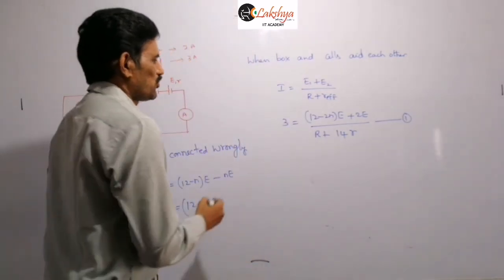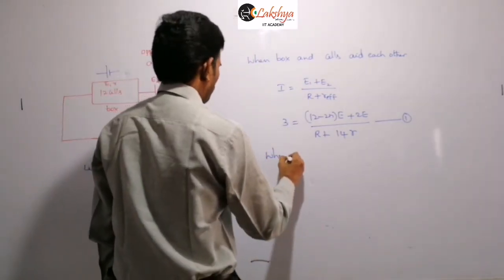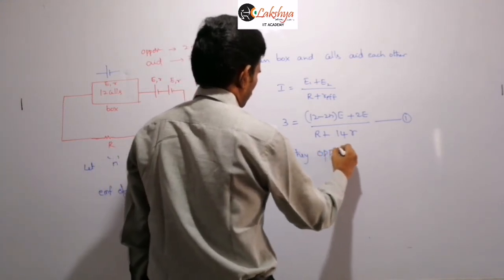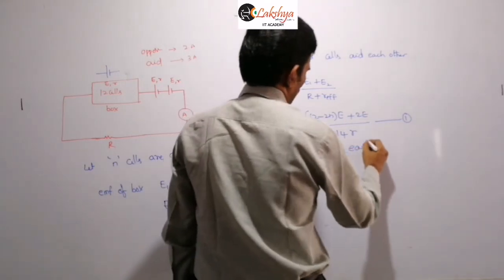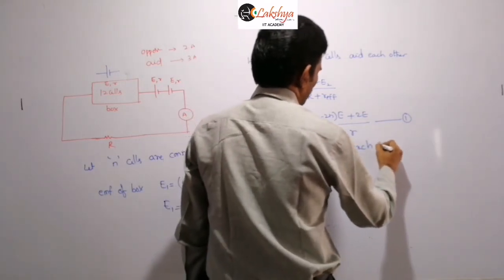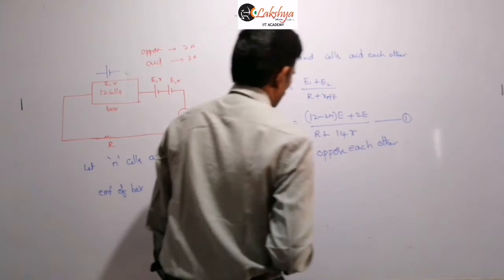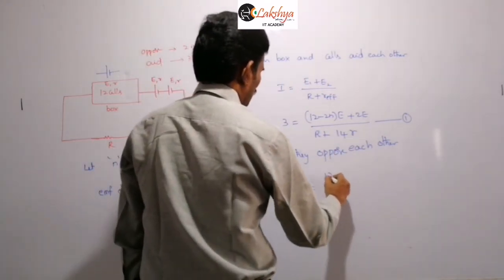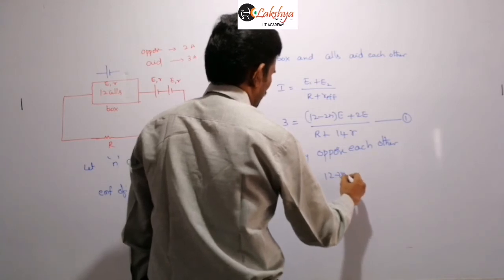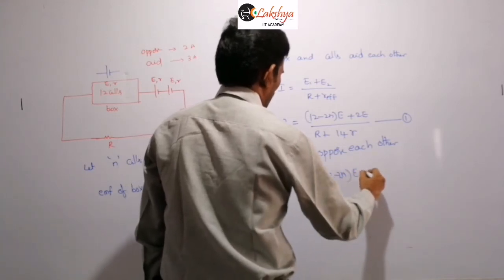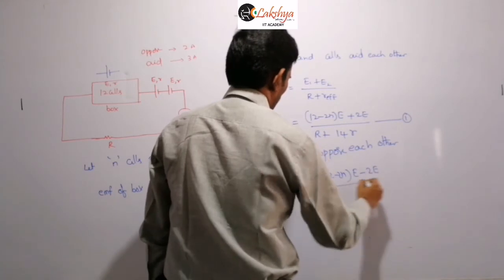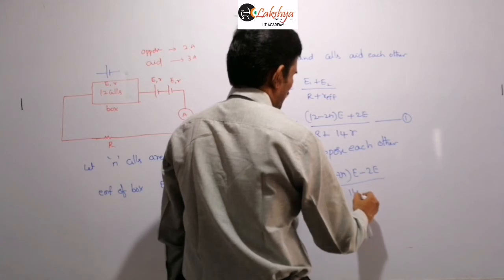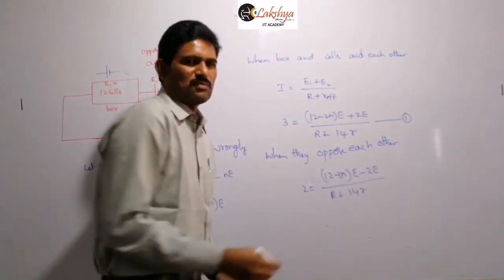And next, when they oppose each other, then the EMFs E1 and E2 will be in opposite directions. So directly I am writing here E is equal to (12 minus 2n) into E minus 2E. Whether they are opposing or aiding each other, the resistance will still be in series only.